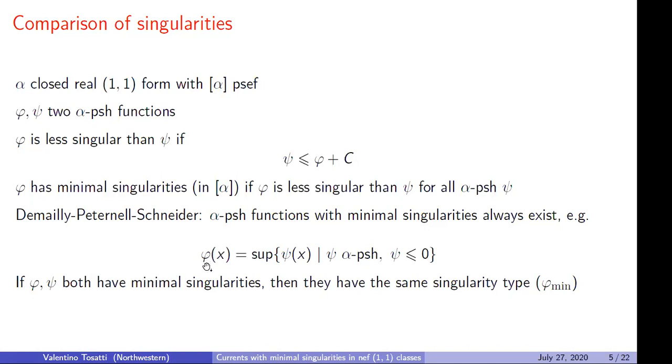So of course you have at least one with minimal singularities, and then if you have another one, if phi and psi both have minimal singularities, then by definition they're comparable. So phi and psi are comparable up to a constant. So we say that they have the same singularity type, and I will just call this phi min. So phi min will refer to any alpha-PSH function with minimal singularities, and for any statements that I will make, the choice does not matter, as you will see. So I won't have to specify exactly which one it is.